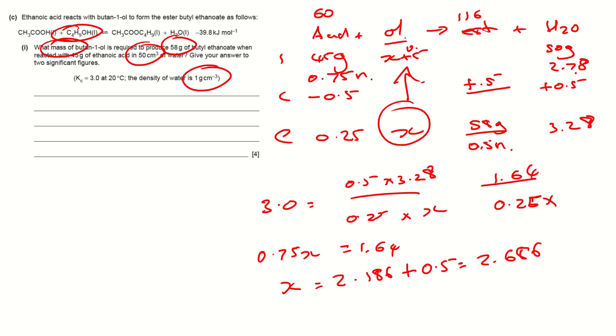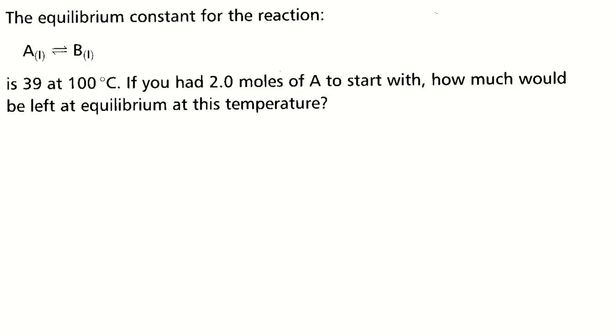Okay, and if I multiply that then by the molecular mass, which is 74 for butanol, that gives me an answer of 198.8 grams. So my answer should have been 199 grams.